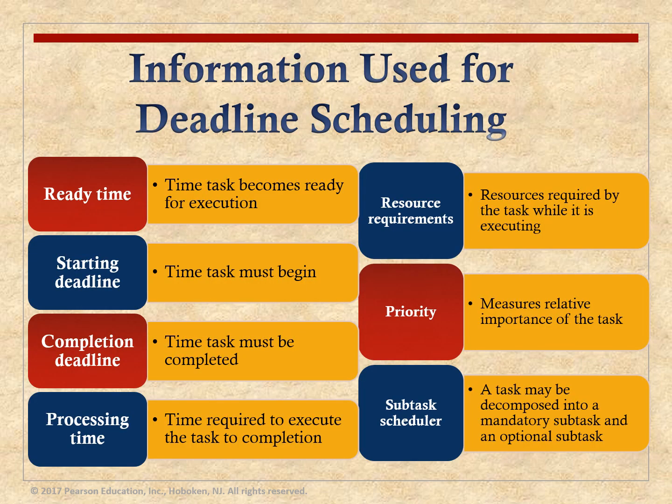So we have 7 in the slide. The information that can be used for deadline scheduling is ready time, starting deadline, completion deadline, processing time, resource requirements, priority, and subtask scheduler. So priority is not the only information that can be used; we have others that give the information so that it is able to schedule the real-time task.